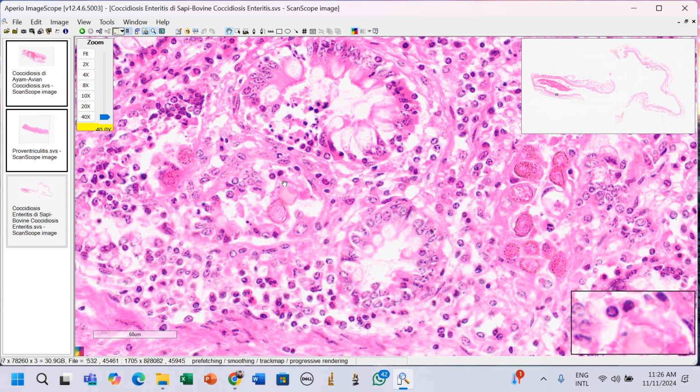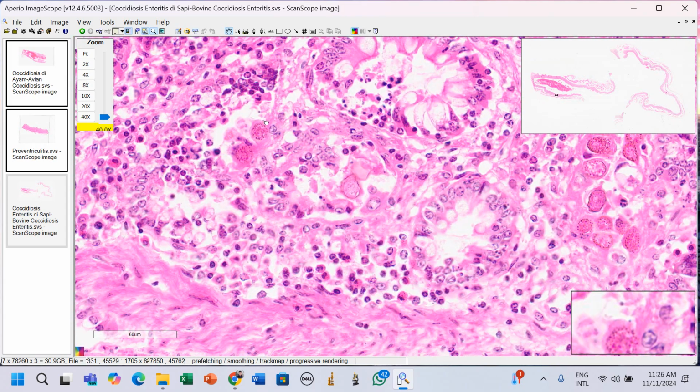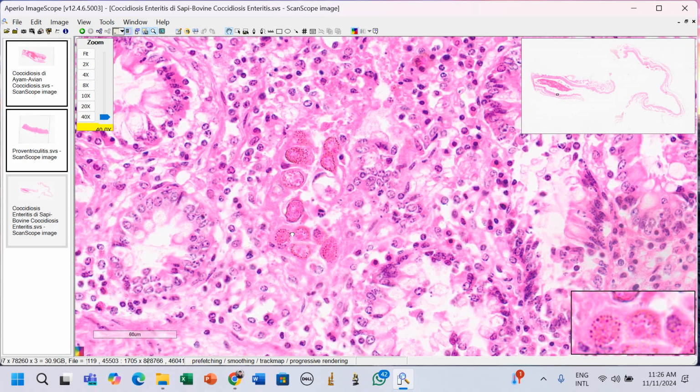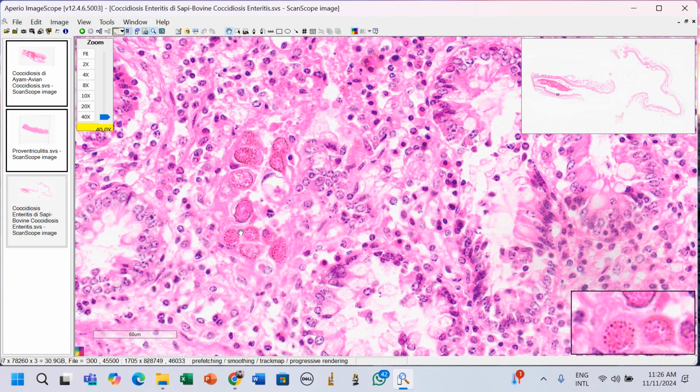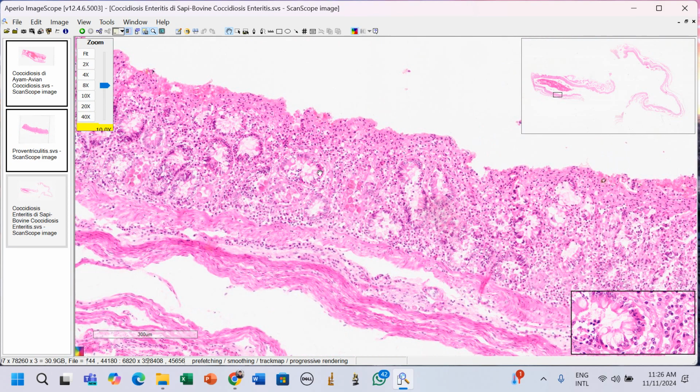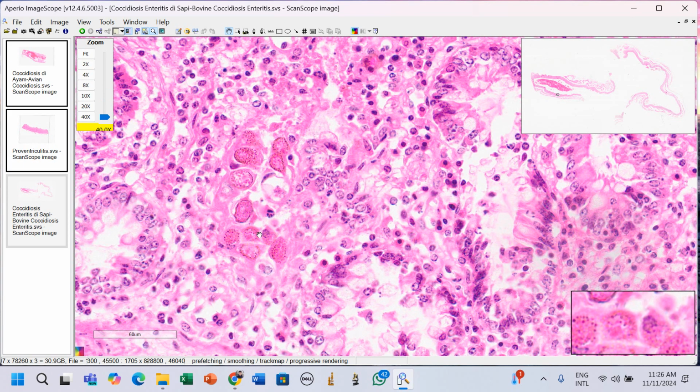Okay, here, just like this one, easy to recognize. You can draw and then submit the pictures to the teacher. Not so different, the difference is only in the shape of the coccidia, and they are also easy to find. I recommend you look at a small magnification, 10 times for example, or 20 times, before you focus with the 40 times. I think that's all for the coccidiosis in cattle.